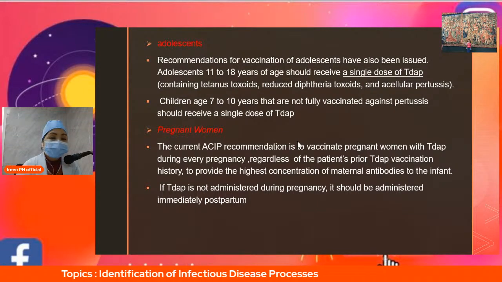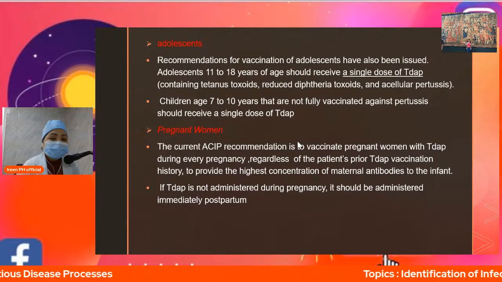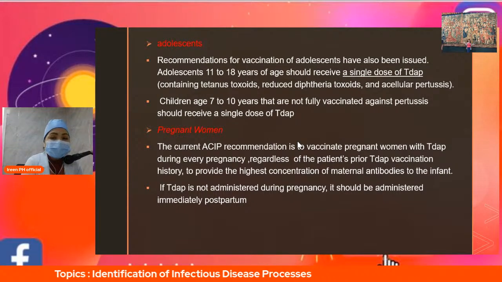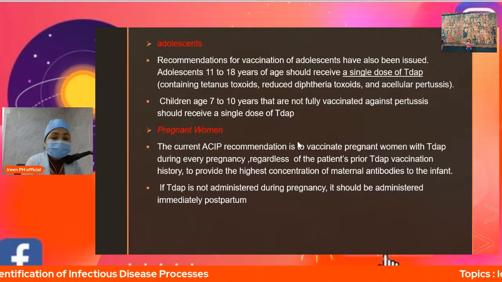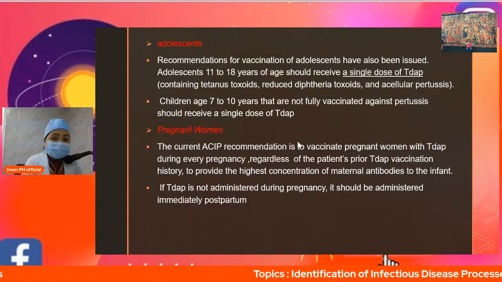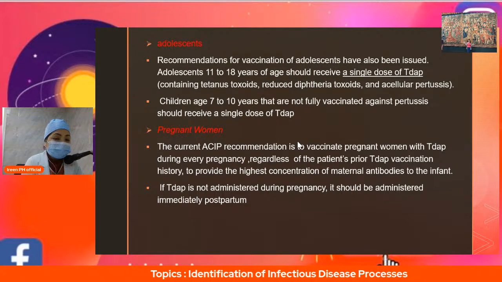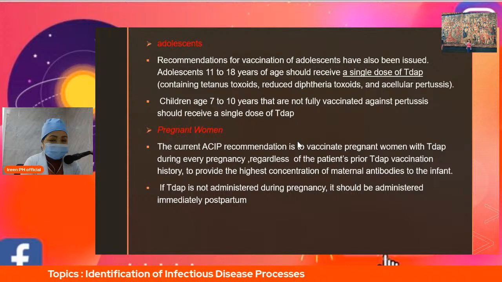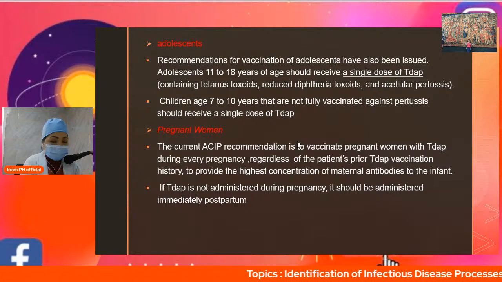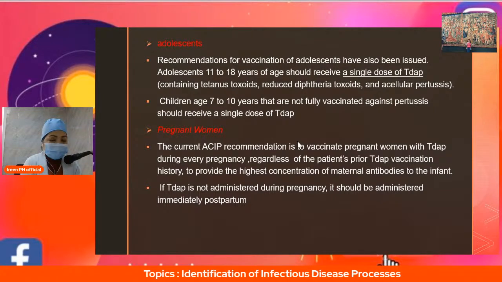For adolescents, recommendations for vaccination have also been issued. Adolescents 11 to 18 years of age should receive a single dose of Tdap, containing tetanus toxoid, reduced diphtheria toxoid, and acellular pertussis. Children aged 7 to 10 years that are not fully vaccinated against pertussis should receive a single dose of Tdap. Okay?